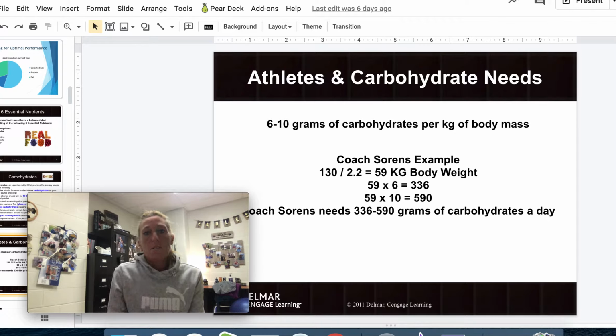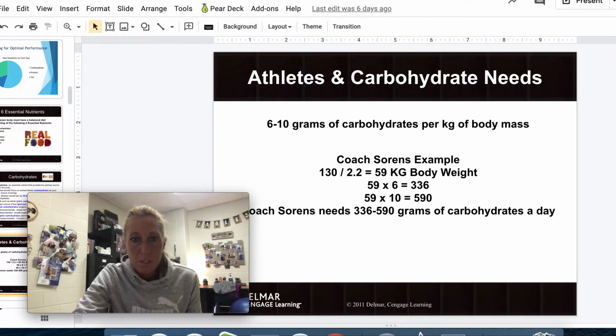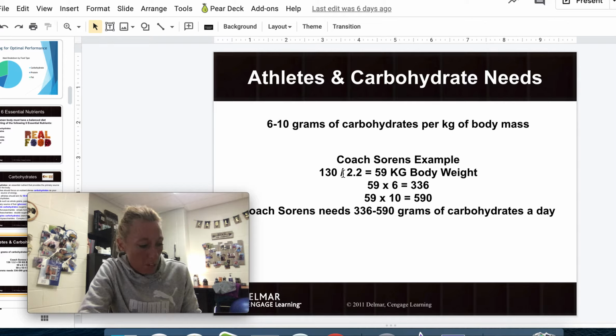The last thing on carbohydrates, you need 6 to 10 grams of carbohydrates per kilogram of body mass. So just using myself as an example, 130 pounds, I have to divide 130 pounds. I want you to do this with your weight. So take your weight in pounds. I'm taking 130 and dividing it by 2.2, and that's going to tell me how many kilograms I weigh. 130 divided by 2.2 equals 59.09. So I have 59 on here. I weigh 59 kilograms.